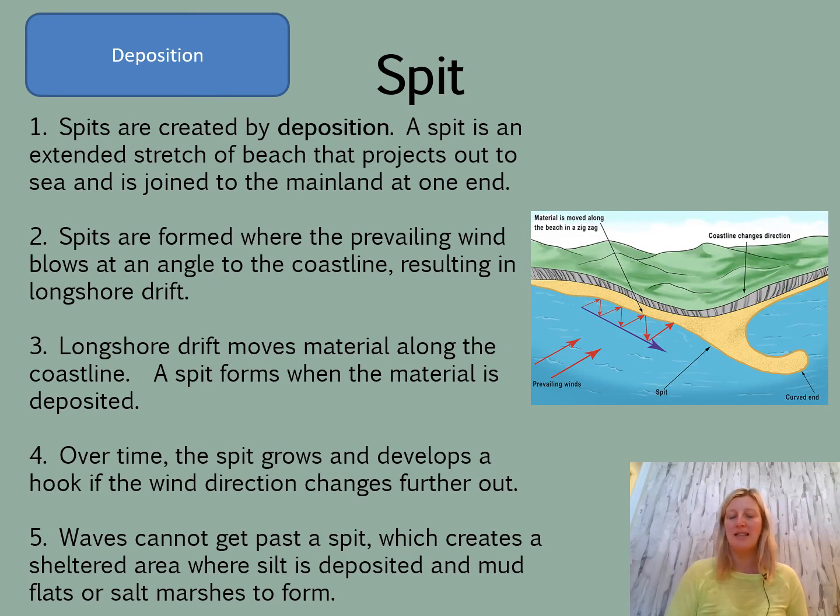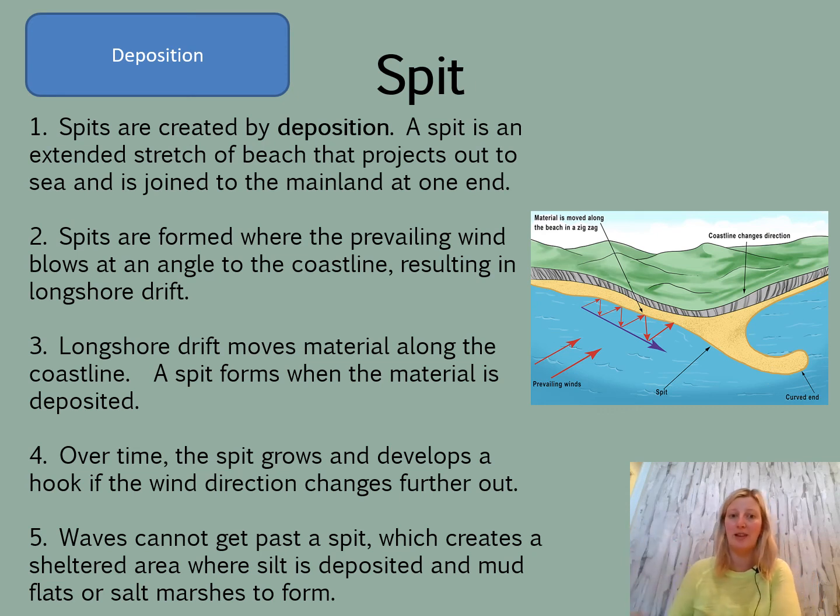So our final landform today is something called a spit. And a spit is essentially just an extension of the existing beach projecting out into the sea. So it's joined to the beach, it's joined to the mainland, and then it carries on being formed out. They're formed where the prevailing wind is blowing at an angle to the coastline. So what we tend to see is areas where there's a change of direction in the coastline or where a river meets the sea. Longshore drift continues in the same direction.